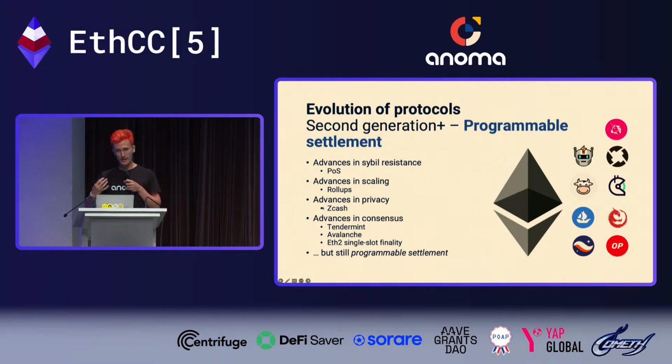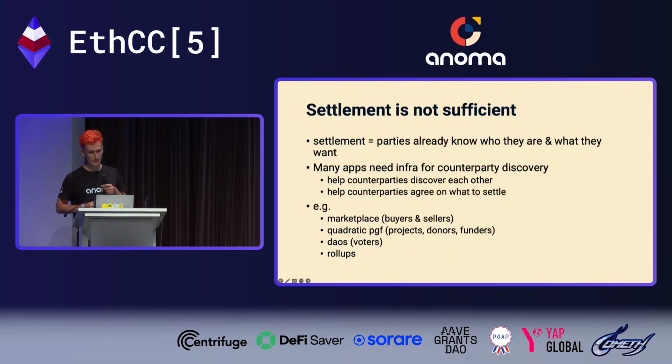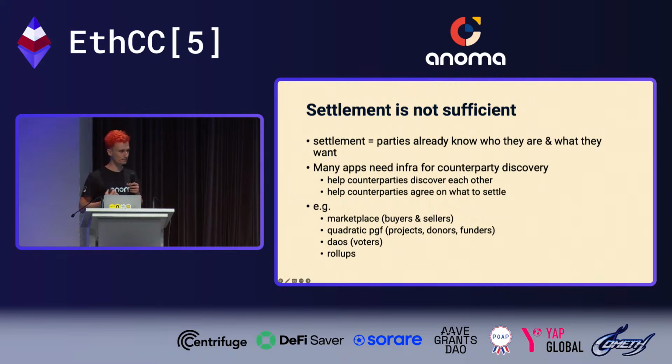But when you look at the current dApps that are being built, they don't just need programmable settlement, just like Namecoin and colored coins didn't just need scriptable settlement. Because fundamentally, settlement is not sufficient. Settlement works if the parties already know who they are, already know with whom they want to settle, and already know what they want to settle.